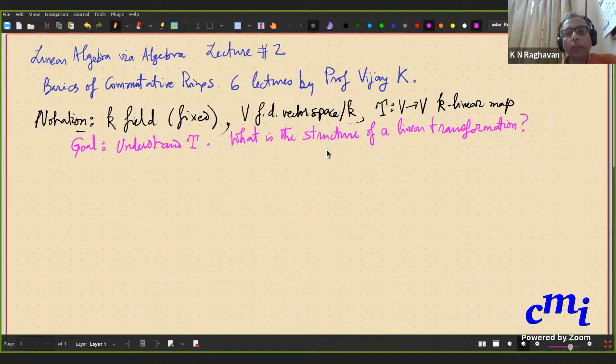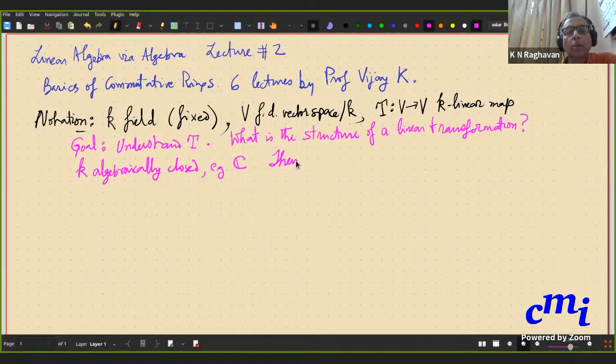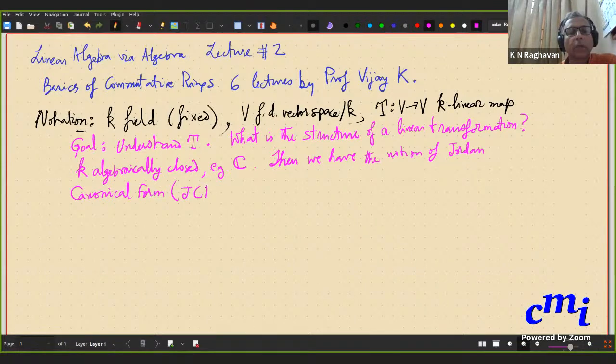So let me now start to tell you some of the things that are part of the study of this structure. For example, we go to a theorem which directly makes sense for T. Let's assume K is algebraically closed, for example C. Then we have the notion of Jordan canonical form, JCF, let me shorten it to that.